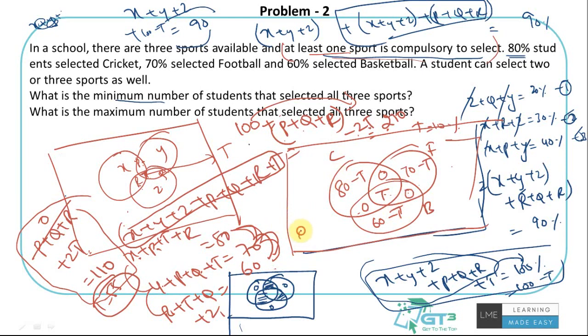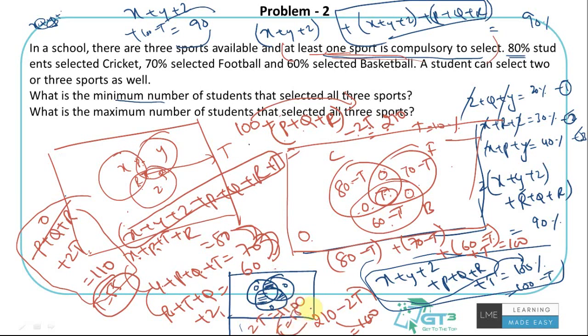Right? Now I know the outside is 0 because at least one sport is compulsorily selected. If I add all of this plus 0 plus 0 plus 0 plus t plus 0, that must be 100. So that gives me 80 minus t plus 70 minus t plus 60 minus t, plus t, sorry, this t is also there, equals 100. So that gives me 210 minus t minus t minus t, which is minus 3t plus t, so minus 2t equals 100. So 2t goes to this side, giving 2t equals 110, and t is 55. This is the maximum case, right?